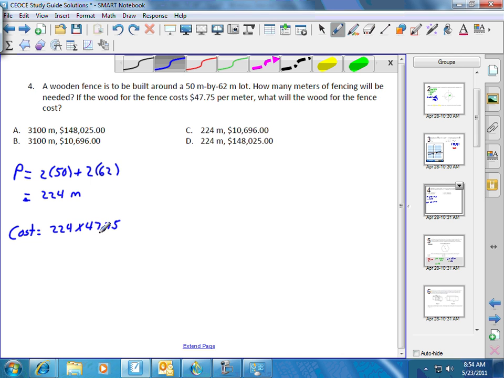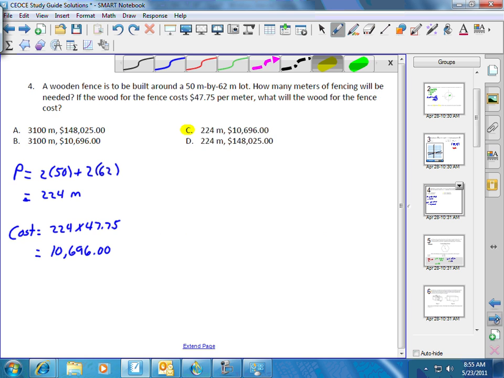So we have 224 meters, and so the cost is going to be 224 times the $47.75. Cost per meter is how many meters we have. So we multiply them together, and let's see, what do we get? 224 times 47.75 is $10,696. So we see C, the perimeter, 224 meters, and we see the cost is $10,696. That's not cheap, is it? So we have C for number 4.